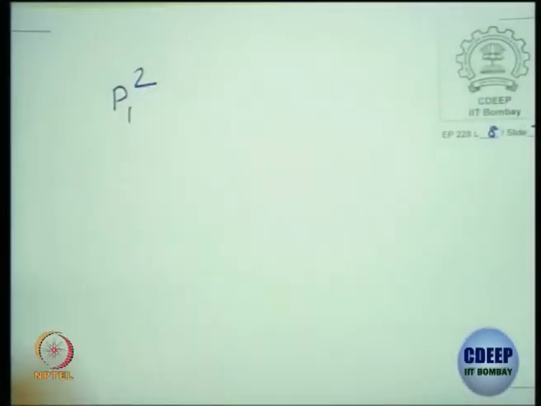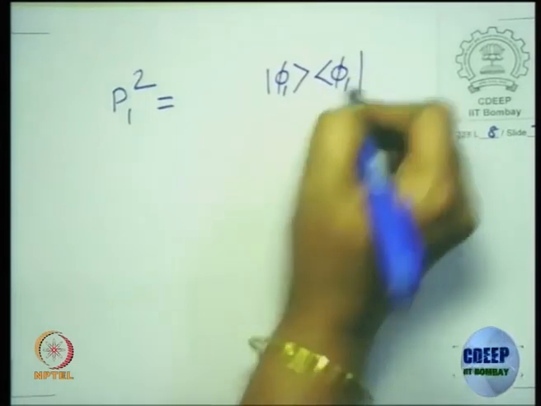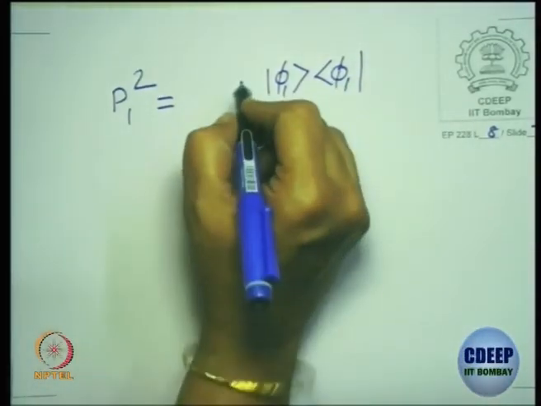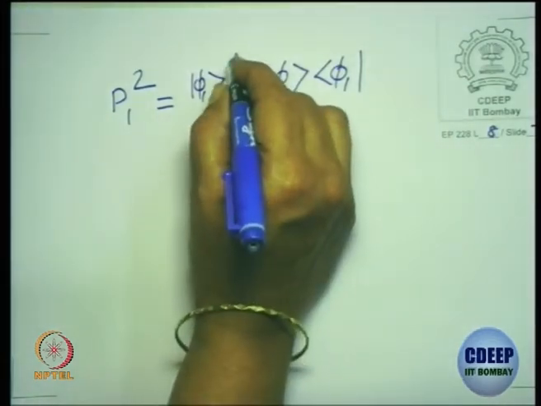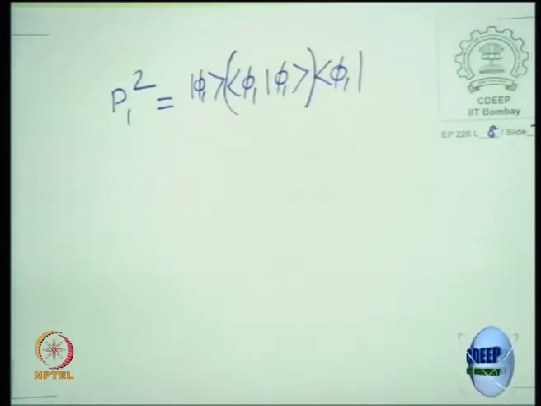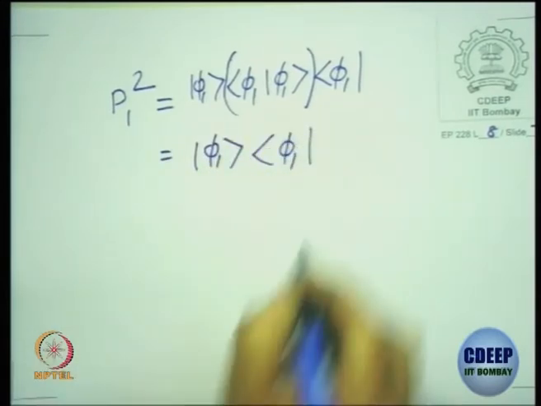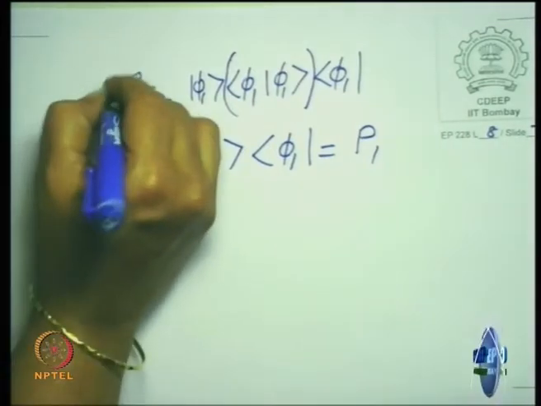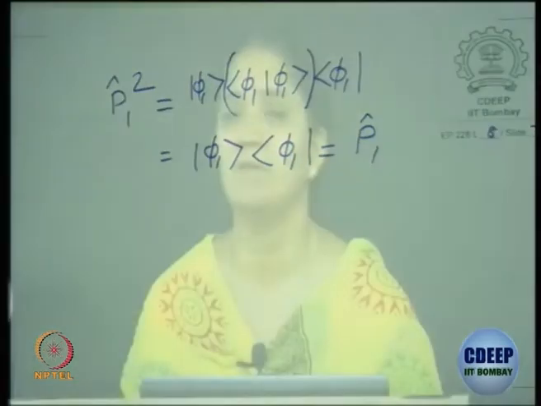Let's take P1 squared. What is P1 squared? P1 is phi 1, and you'll also have a phi 1. But what is this? We have taken an orthonormal basis. So that's one. So this is the same as phi 1. That's the property of a projection operator. Sometimes I don't put the hat, but from now on you should know that whatever we are doing, when I write an outer product, it's an operator. So this is the property of the projection operator.